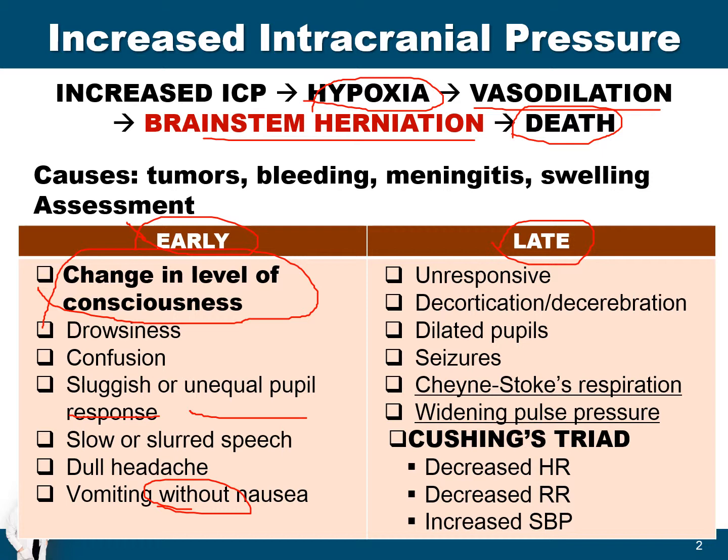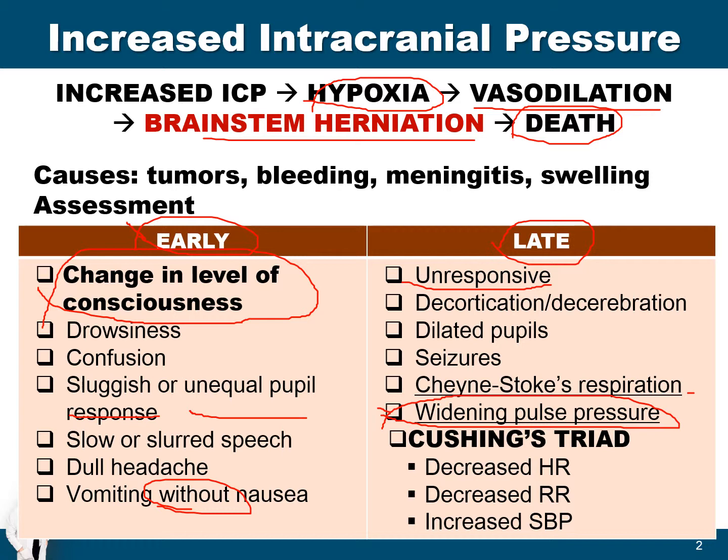The late signs of increased ICP are the following. The patient is unresponsive. The patient assumes the following postures. We have decortication or decerebration. We also have dilated pupils, seizures, characteristic Cheyne-Stokes respiration, which is a respiration that is characterized by hyperpnea alternating with apnea, and also the characteristic widening pulse pressure. Remember this in the NCLEX.